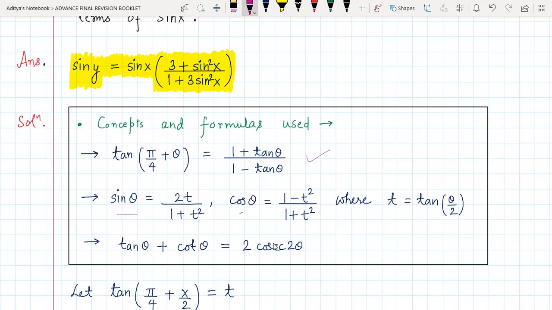Sine theta and cos theta we should know in terms of tan theta by 2. These are standard submultiple angle formulas. And we should also know that tan theta plus cot theta is equal to 2 cosecant 2 theta.